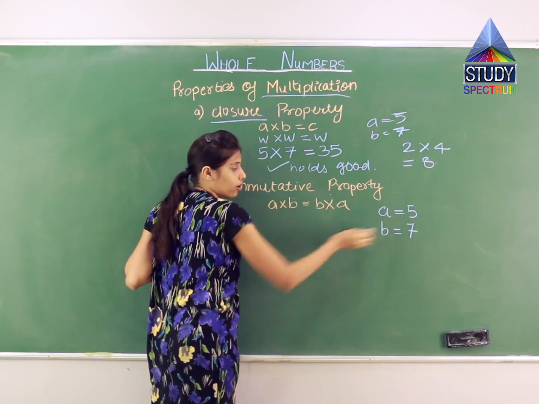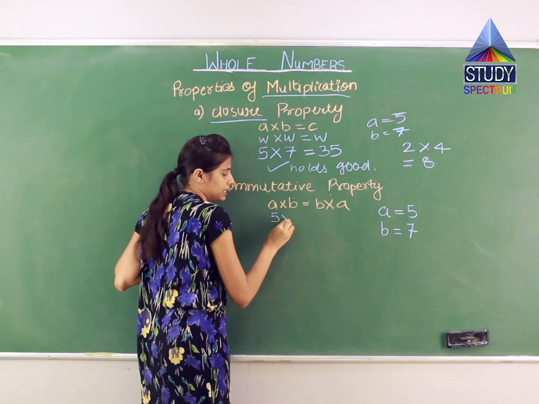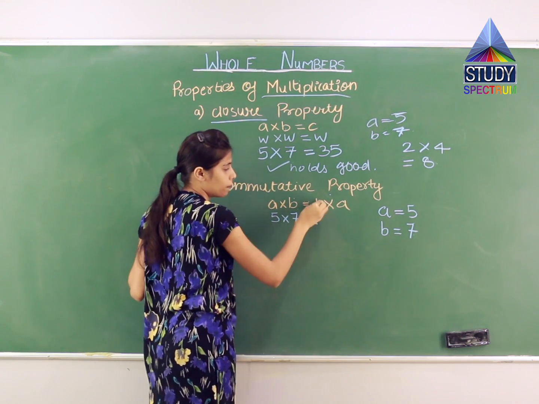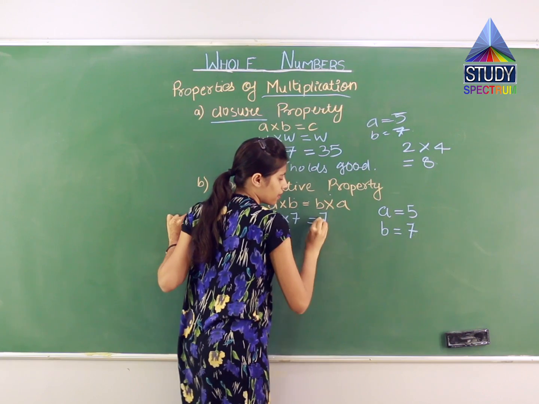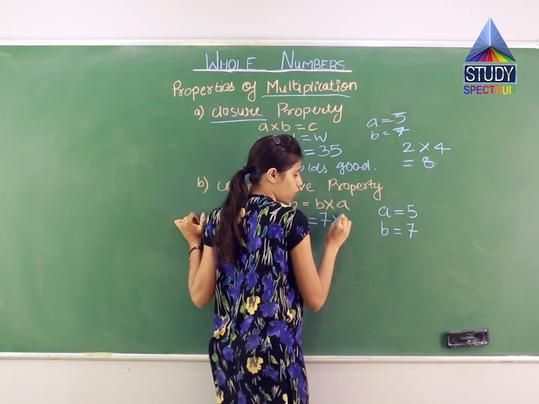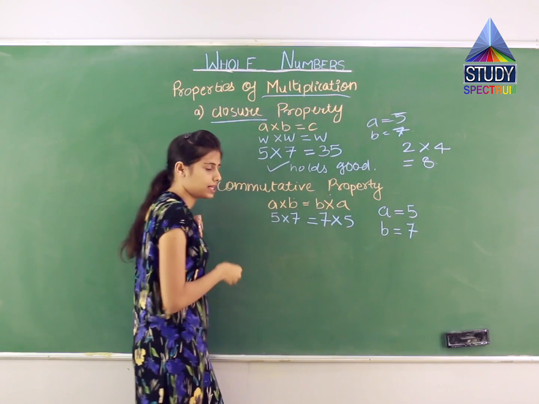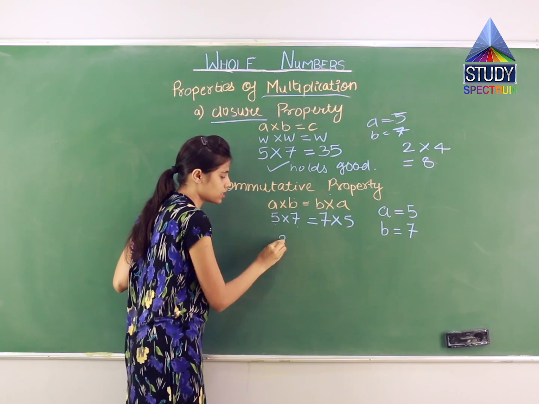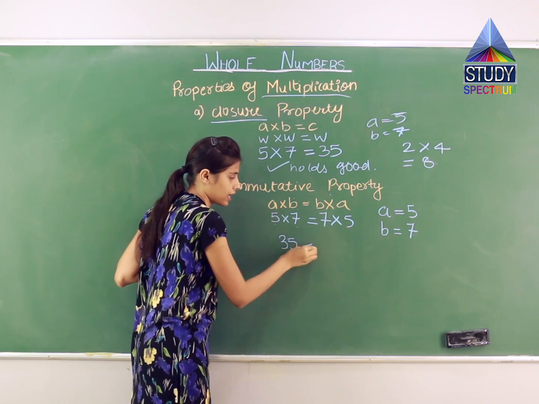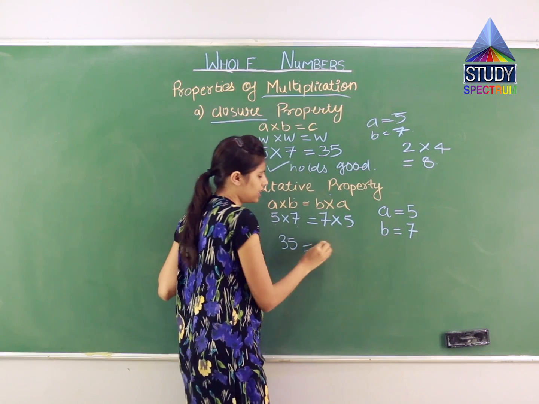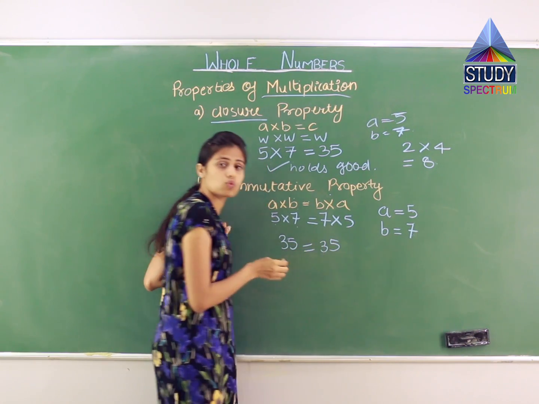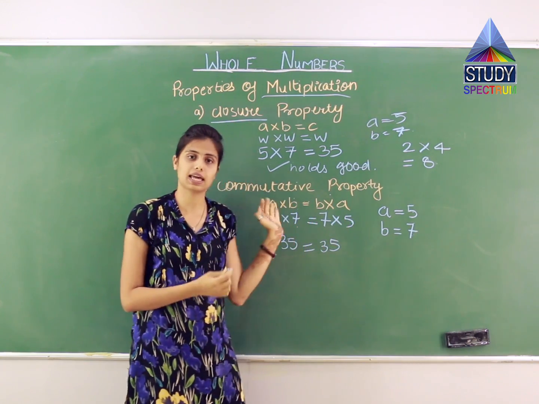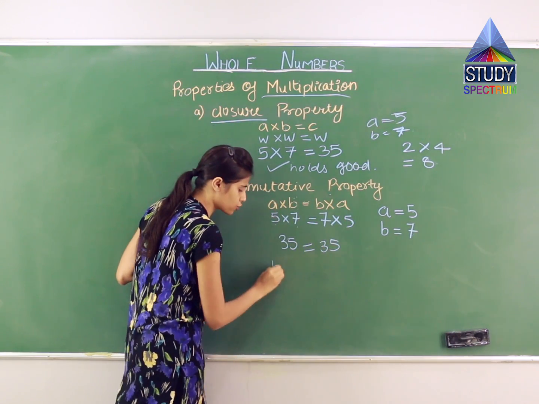So A, what is the value of A? 5 multiplied by B, which is 7. So I write 7 equals to B, which is what? 7 multiplied by A, which is what? 5. Tell me the answer. 5 sevens are 5 into 7 is equal to how much? 35. And 7 fives are 35. Means what? जो left hand side है वो right hand side के same है. Means what? This property holds good.